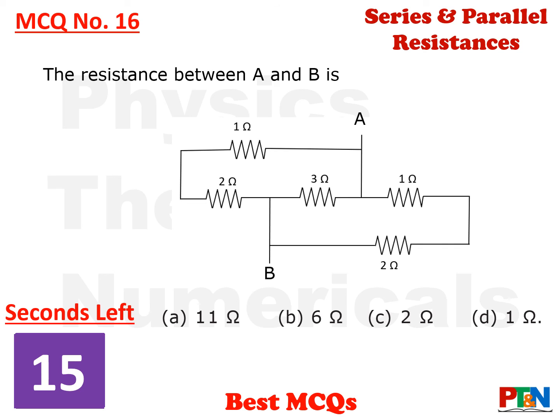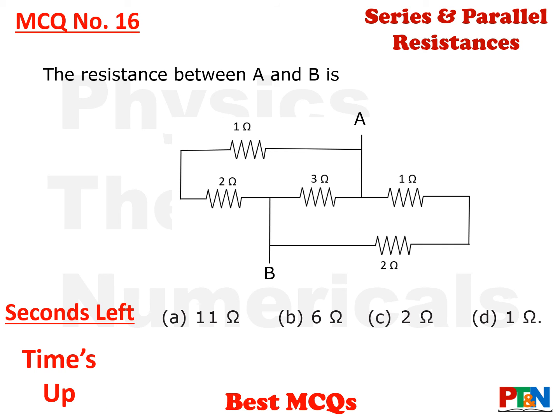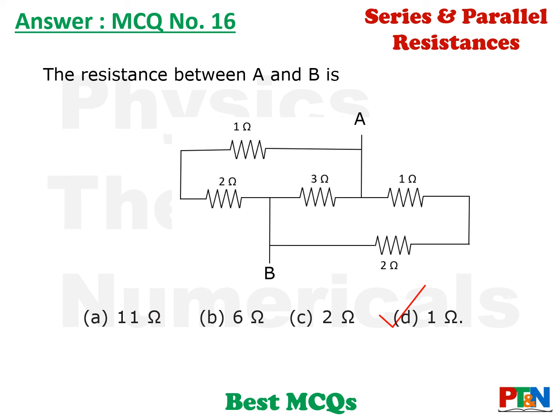Next MCQ. A similar one, a complex connection of resistances. So you need to find out the resistance between A and B. 15 seconds time for you. 4 options. Time starts now. Time's up. Let's see the answer. Answer is again 1 ohm. How is it so? Let's understand.